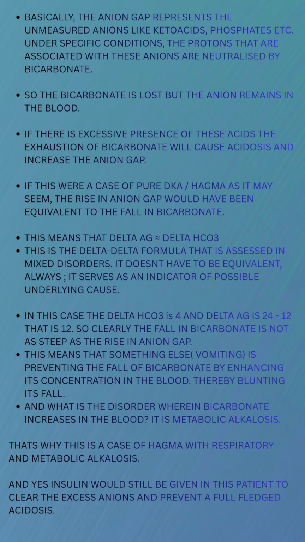rise in anion gap would have been equivalent to the fall in bicarbonate, which is not the case here. The delta AG in this case is 12 and delta HCO3 is 4. So clearly the fall in bicarbonate is not as steep as it should have been. This means that something else, vomiting in this case, is preventing the fall of bicarbonate by enhancing its concentration in the blood, thereby blunting its fall. And what is the disorder wherein bicarbonate increases in the blood? That is metabolic alkalosis. So that's why this is a case of HAGMA with respiratory and metabolic alkalosis as well.